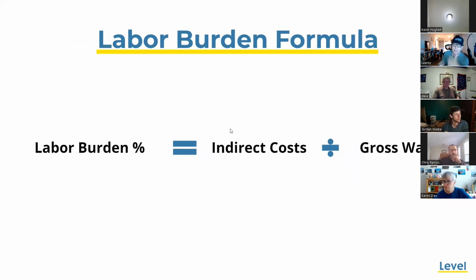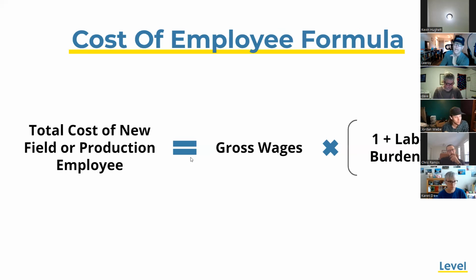Now, when we look at the labor burden formula, what we're looking at is your labor burden percentage equals your indirect costs, so all those other costs that you have to incur on an employee to get them to do their work, divided by their gross wages. So it's a percentage that we're inflating gross wages by to estimate the true cost of hiring this employee. And when you think of it that way, the cost of an employee then becomes your gross wages times 1 plus your labor burden percentage.